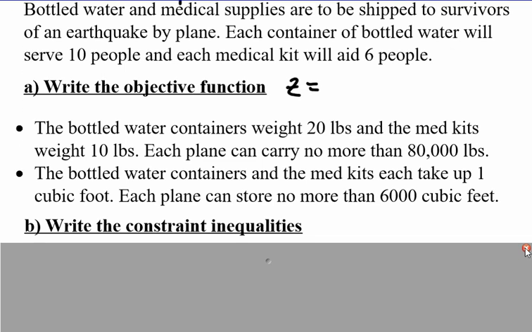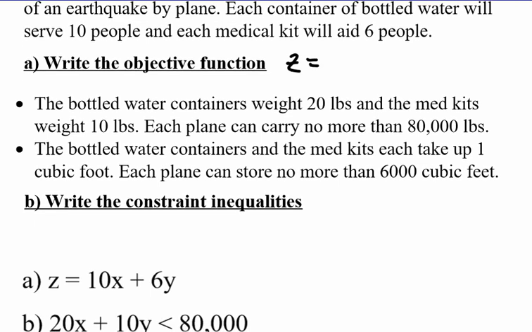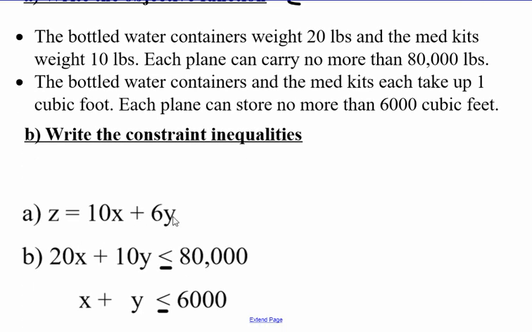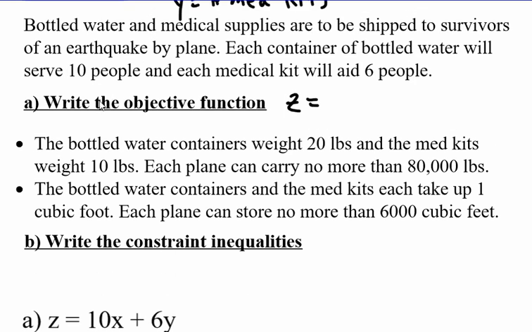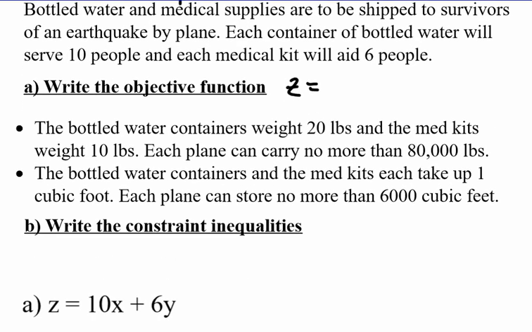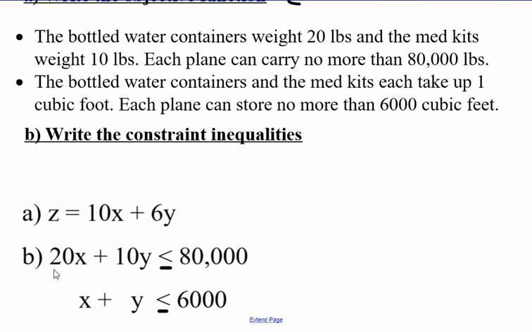Okay, welcome back. This is what you should have got. You should have got that the objective function is 10x plus 6y. That's what you want to make as large as possible because it's 10 people for every water container and 6 people for every med kit. The weight capacity is 20 pounds for every water container plus 10 pounds for every med kit. It needs to be no more than 80,000.